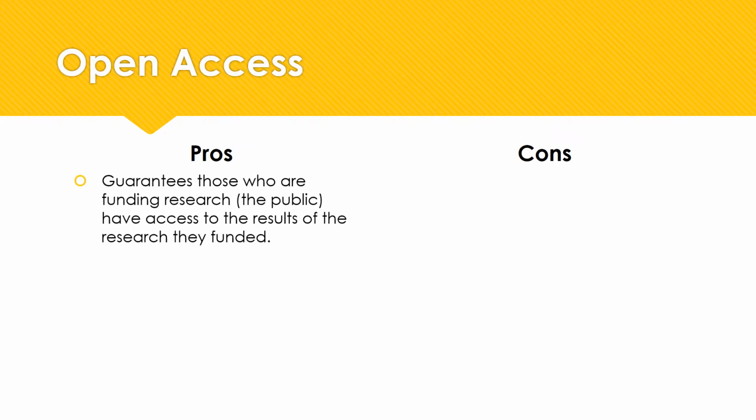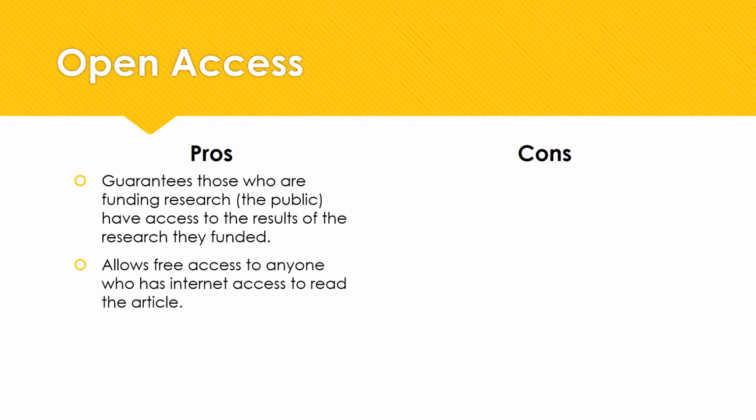First, open access guarantees those who are funding research, the public, have access to the results of the research they funded. The NIH and other funders require their research to be published in an open access journal. It allows free access to anyone in the world who has internet connection to read the article.